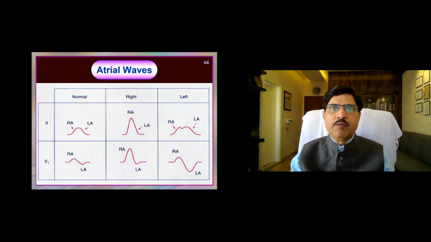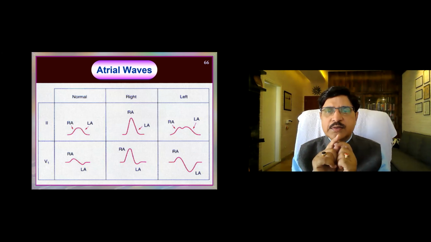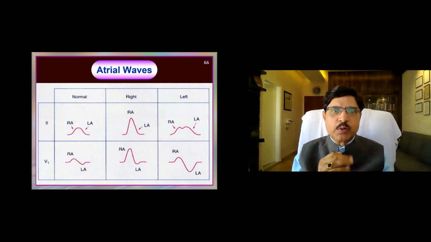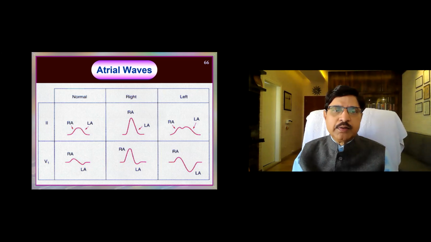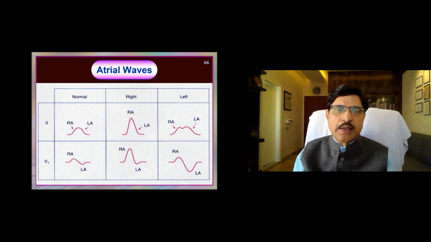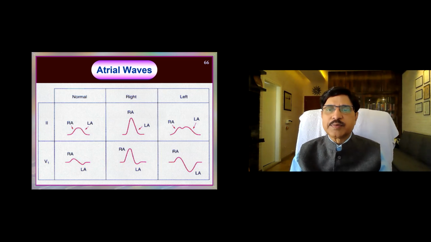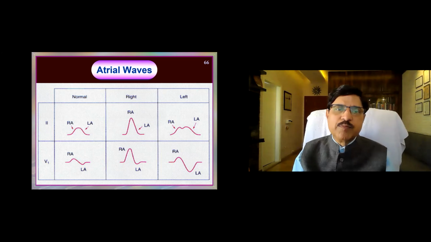So when you come to right atrial hypertrophy, there is no increase in the duration, but the amplitude is more than 3 small squares, and the right atrial component is very prominent. The left atrial component will be in the downward part of it in L2. In V1, the left atrial component will be as before, but the right atrial one will be very tall. This is called the P pulmonale, because pulmonary hypertension is the common cause of right atrial hypertrophy. P pulmonale is the other name for it.